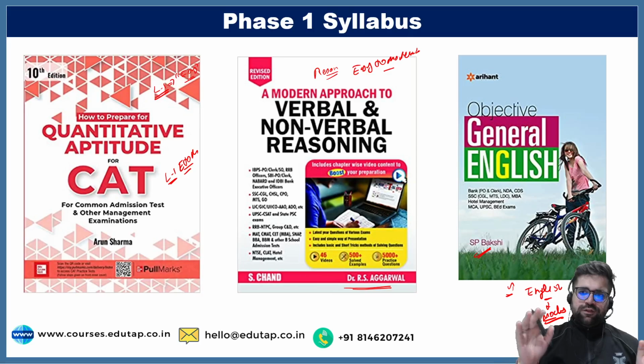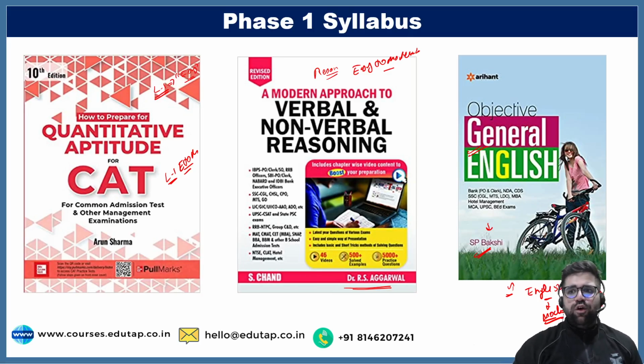For English, definitely we can refer to the book of S.P. Bakshi, because this book will definitely empower your vocab. It will also empower how you solve multiple English related questions like RC, reading comprehension and whatnot. So this book is a good book for your English domain. Okay, so this was your quant, reasoning and English.